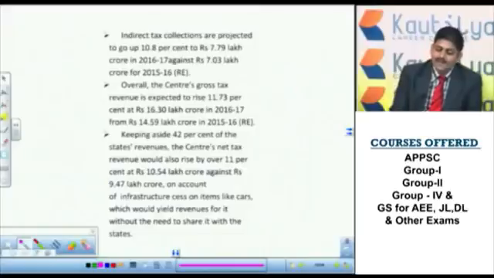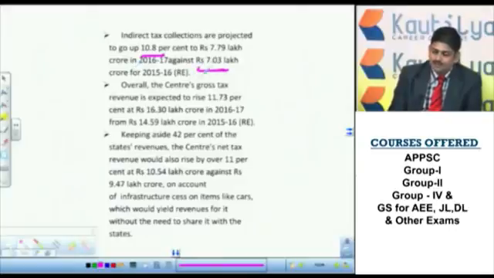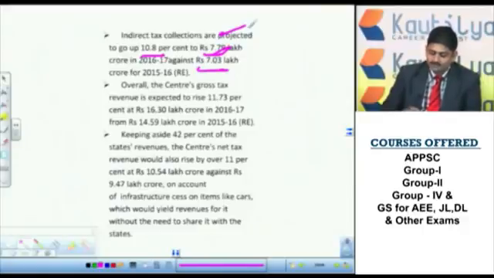Indirect tax collections are projected to go up by 10.8%, because last year it was 7.03 and right now it is 7.79. So all these are the tax projections that were given.